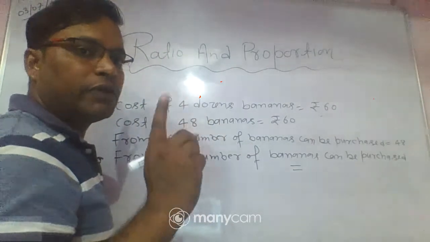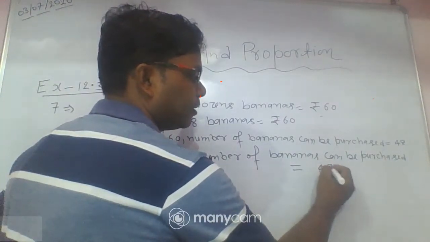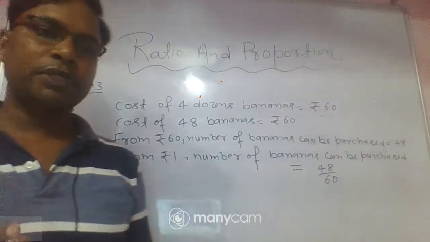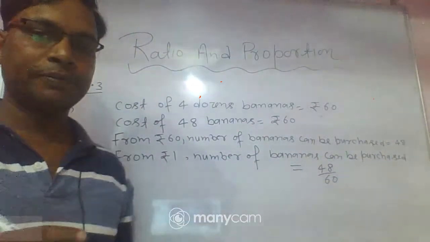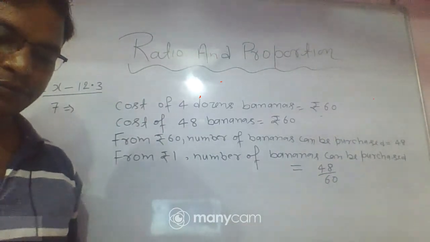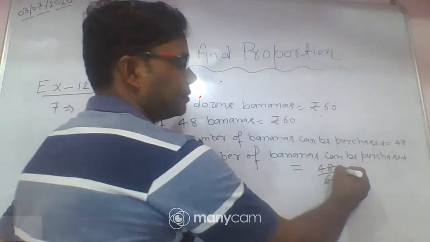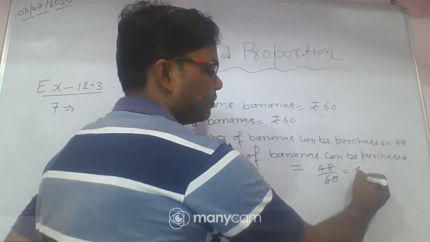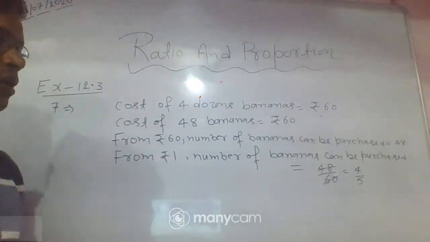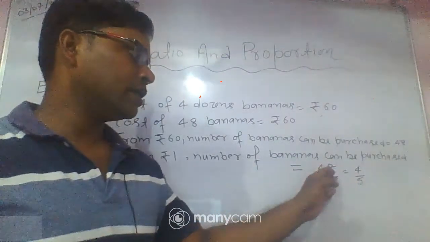So in 60 rupees we purchase 48 bananas. So we find number of bananas we can purchase in 1 rupee. So here you can write 48 by 60 because in 60 rupees we purchase 48 bananas. Clear? This is clear? Okay. So you can simplify it. Here you can write 4 by 5. Clear?